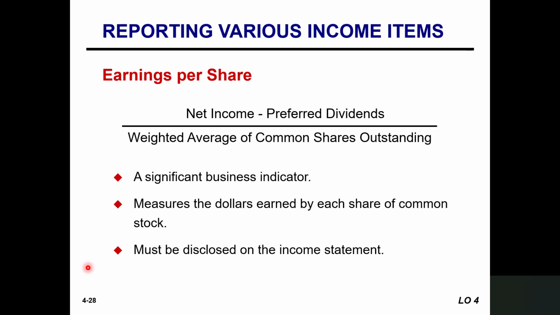So this is very important, the earnings per share calculation. I would keep this slide or write this information down in my notes. A significant business indicator, it measures the dollars earned by each share of common stock, and it must be disclosed on the income statement. Here, you compute it by taking your net income less preferred dividends, divided by the weighted average of common shares outstanding. That's how you calculate the earnings per share, which is the last section on the income statement.